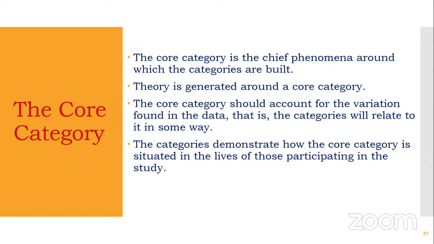Okay, so this core category should account for the variation found in the data, that is, the categories will relate to it in some way. The categories demonstrate how the core category is situated in the lives of those participating in the study. So this core category and the other categories should be very well connected and should try to explain how and why a particular phenomenon is happening in the lives of those participants. Clear?